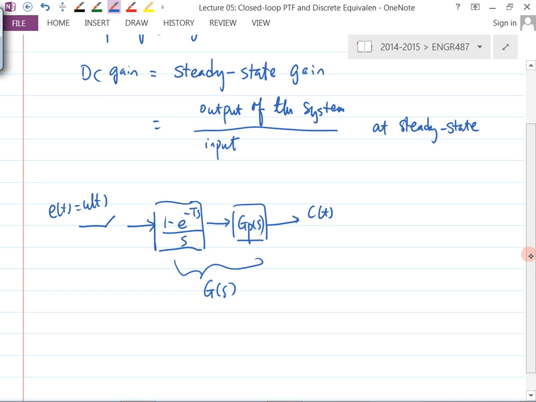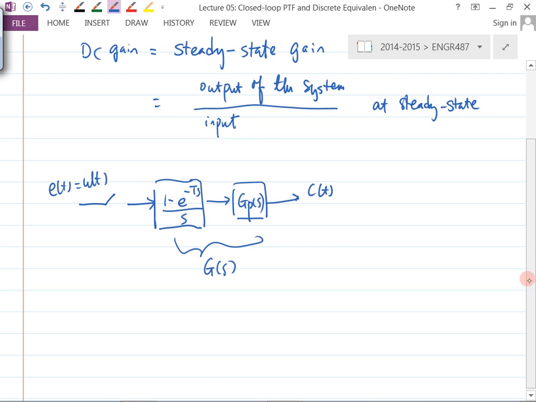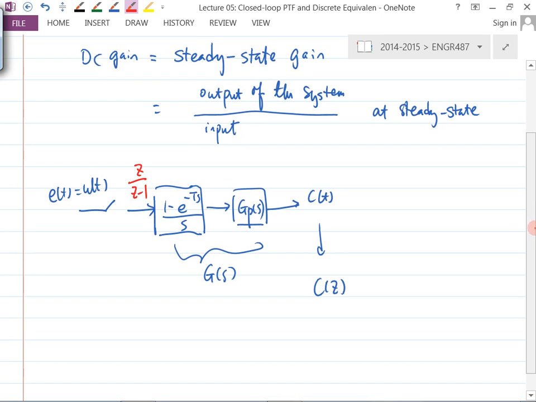If we're going to look at the DC gain, the first step is, we're looking at discrete ones here, so typically what we look at is C of Z, right? The unit step function input, if you look at the Z transform, is Z over Z minus 1, right? So from the definition, DC gain is the output of the system over the input, the output of the system at steady state.